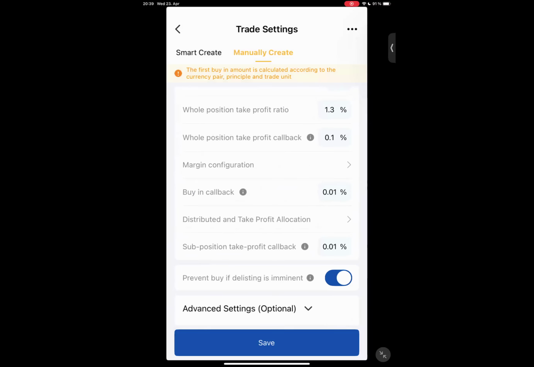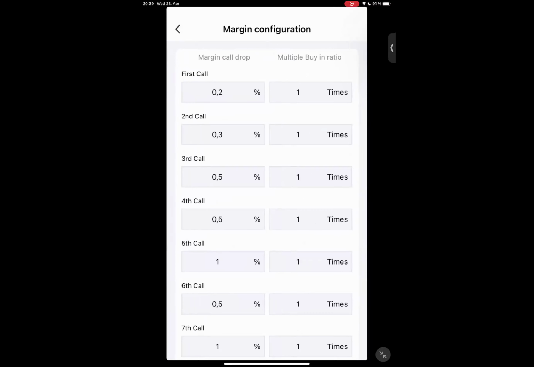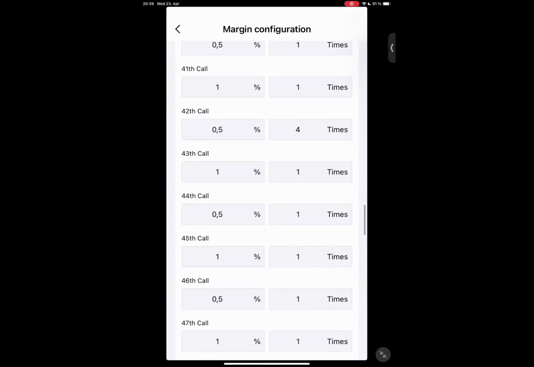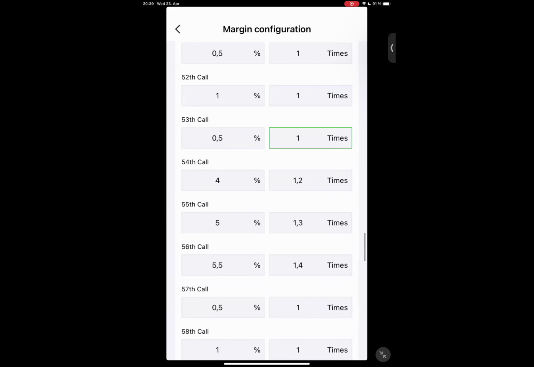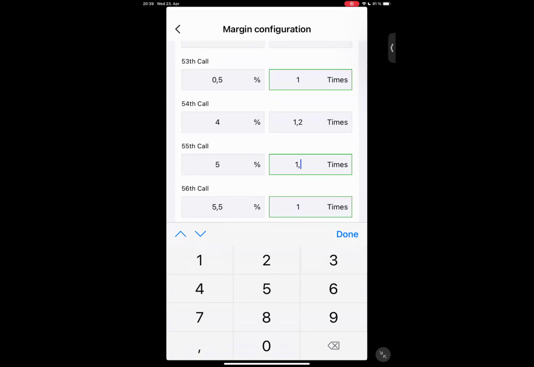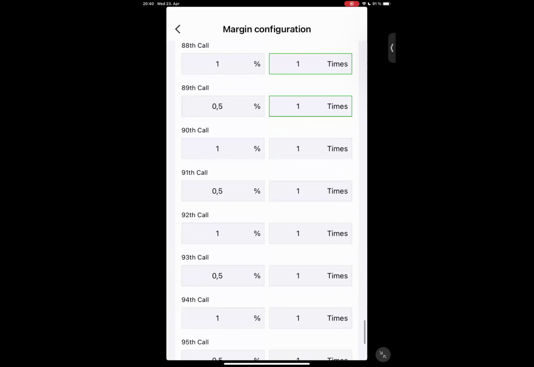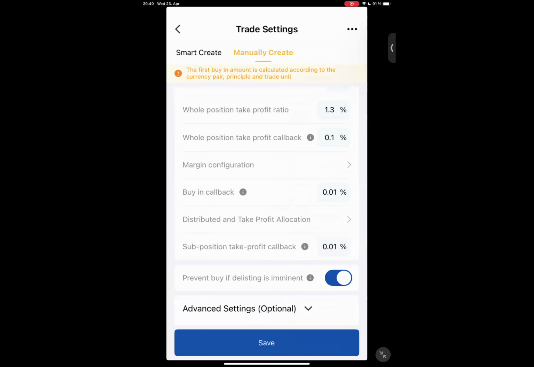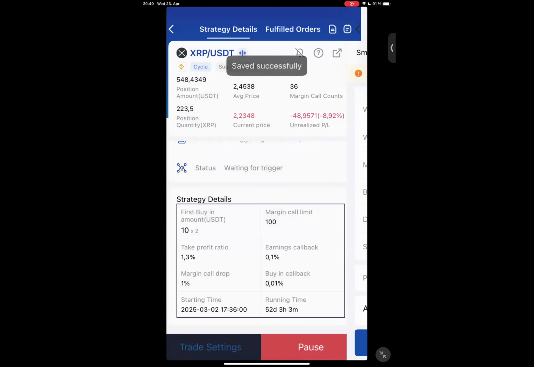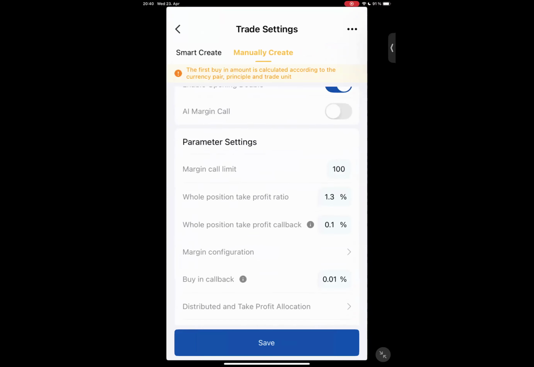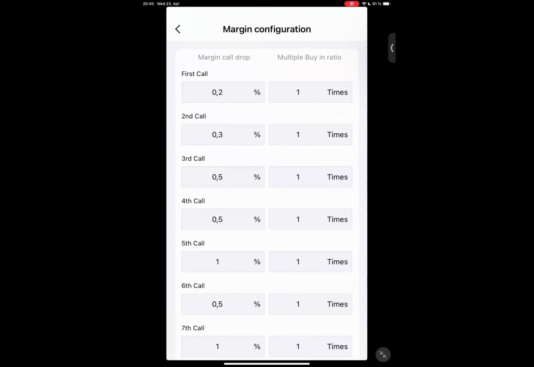Then let's go to the margin configuration. So this is the margin calls that have been initiated for you. Okay. So this is how it looks. No, how come it changed? I think I changed it and I didn't save it. Okay, so that is how the margin configuration, how you set it up.